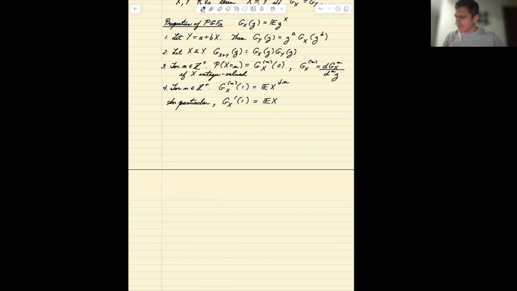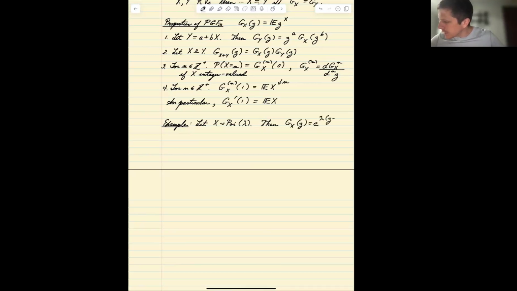And what I'll do now is go through an example in the case of the Poisson distribution. So let X be a Poisson random variable with parameter lambda. Then we have already shown that the generating function is e to the lambda (z minus 1).